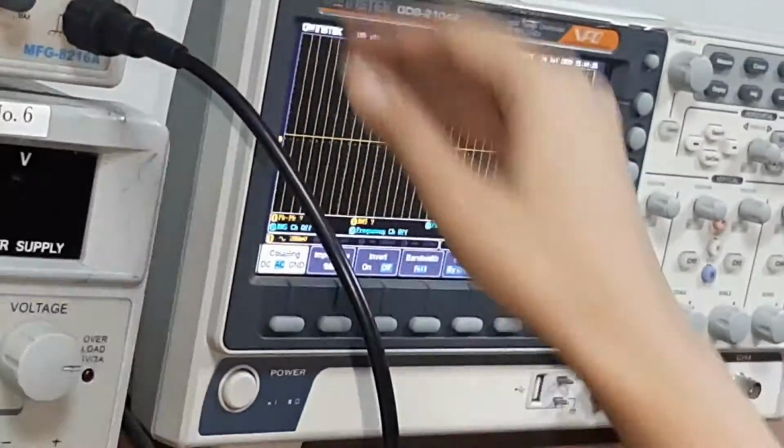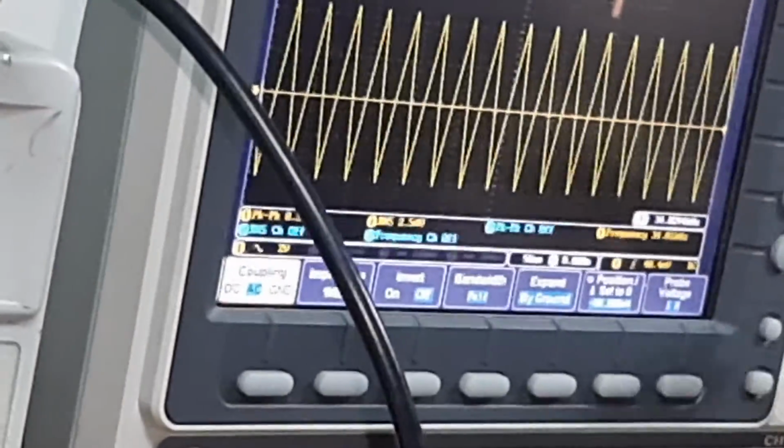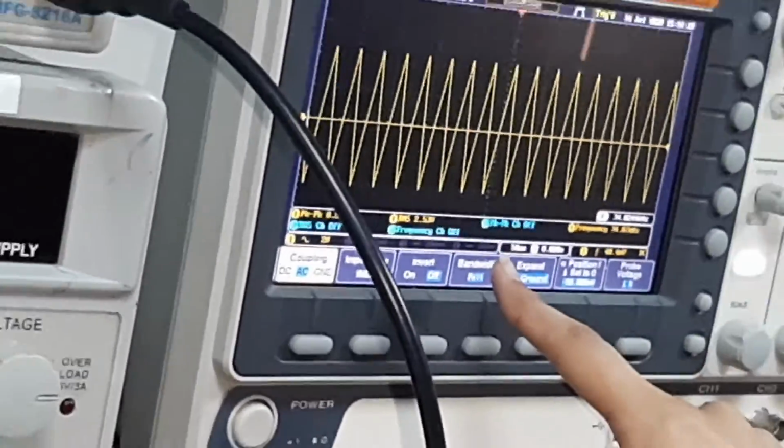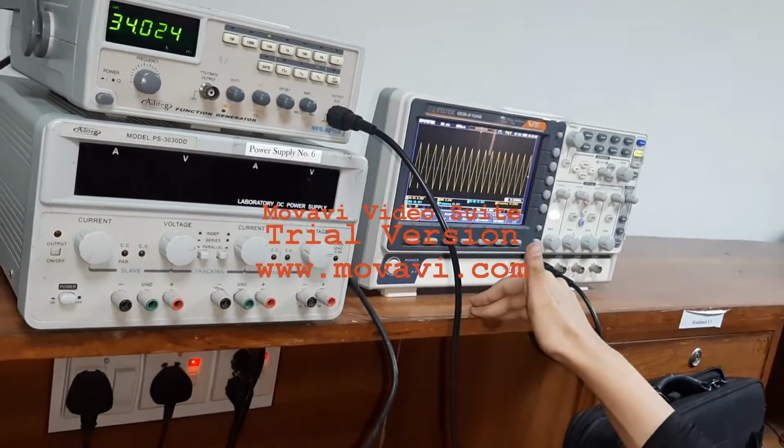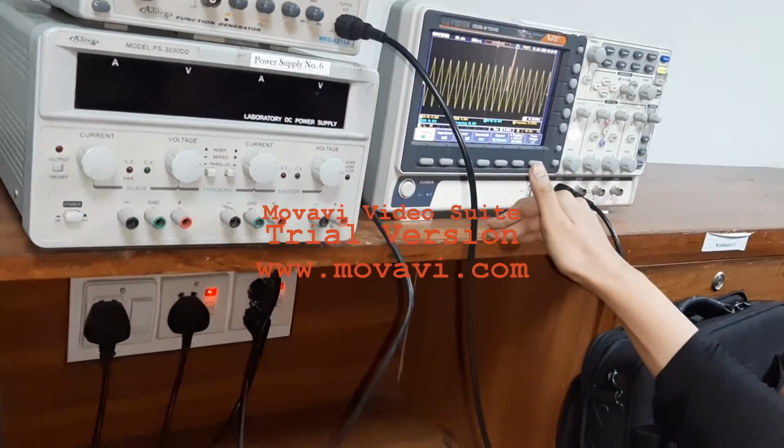So this shows that the output voltage increases with the increase in the frequency, and this shows the response of the high pass filter.